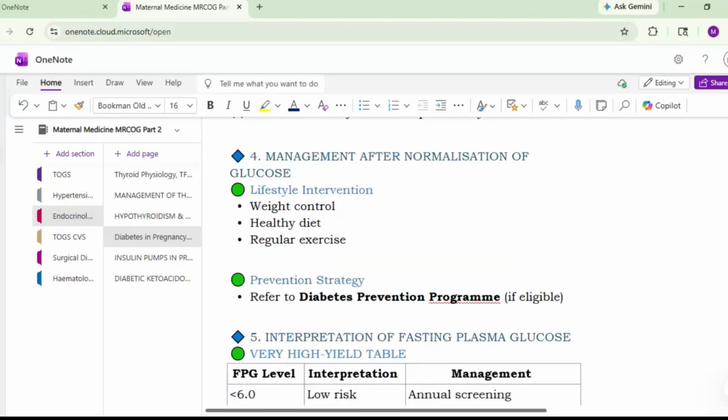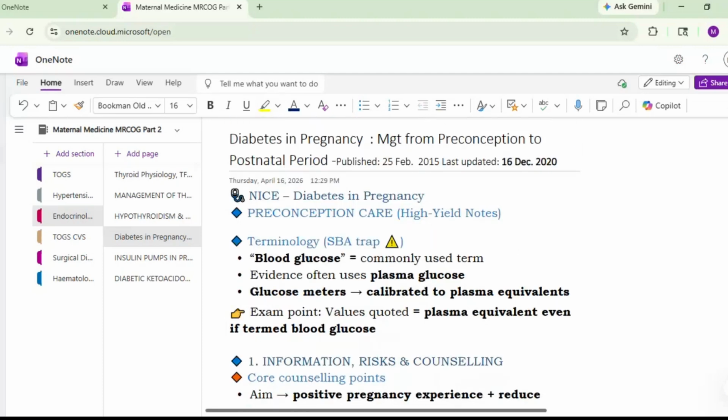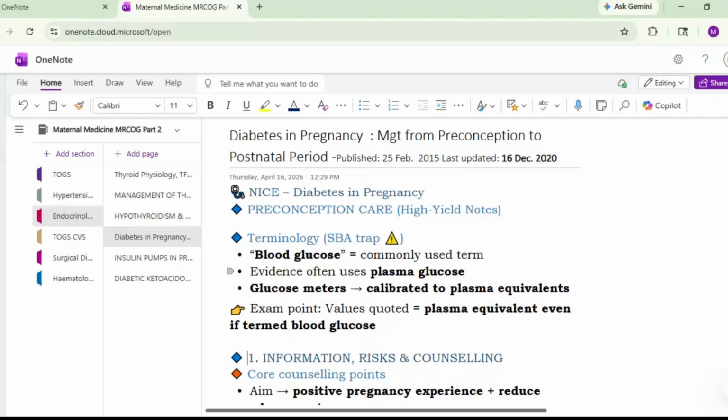One of the important things we should remember when we read the guideline: even if we say blood glucose level, primarily we are referring to the plasma level, because all the evidence is on plasma glucose. Glucose meters are calibrated to plasma equivalents. So from the examination point of view, even if values are quoted, we will consider them plasma equivalent, even if termed blood glucose.